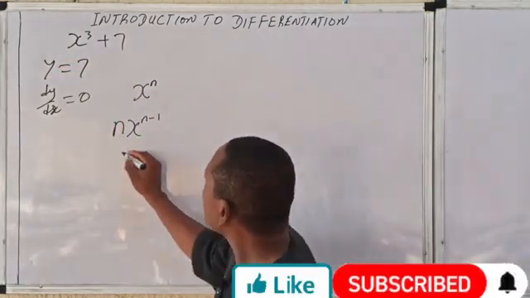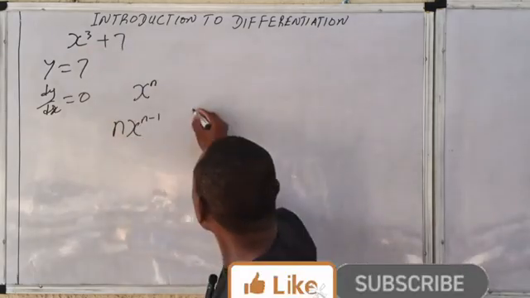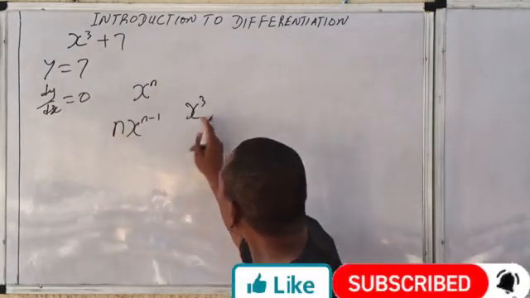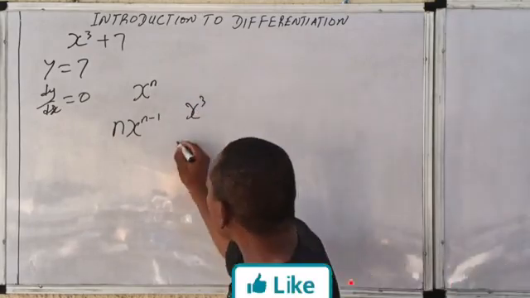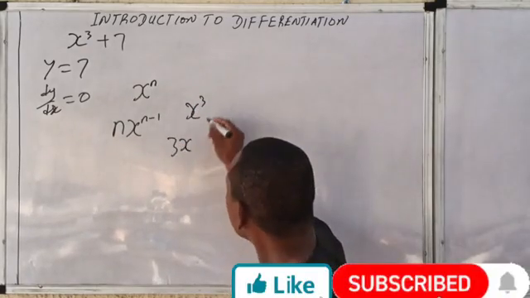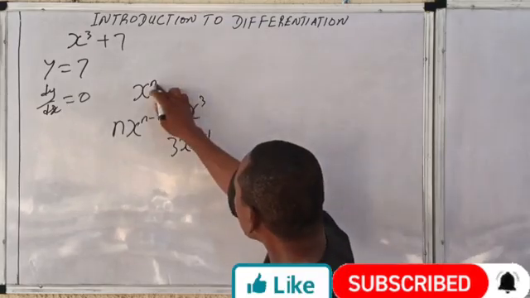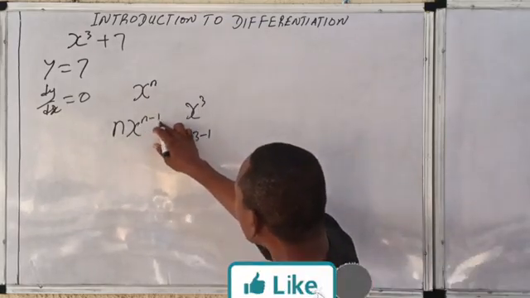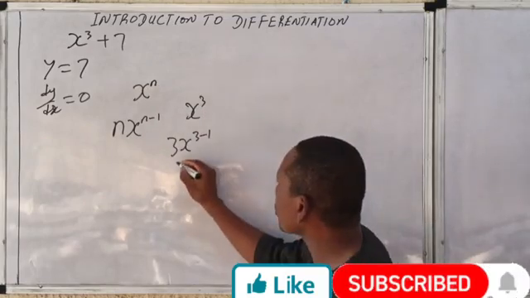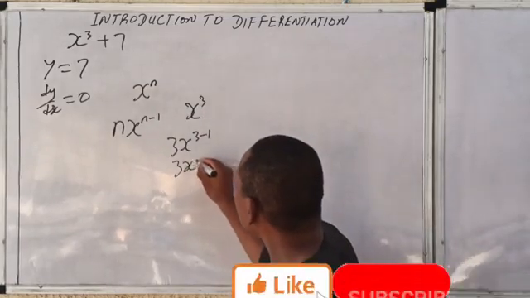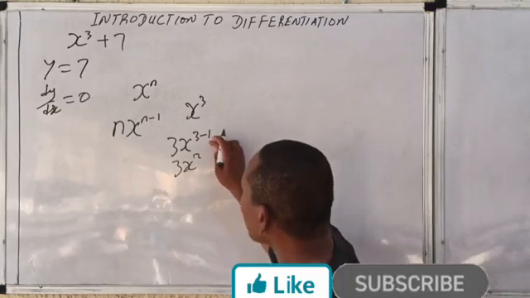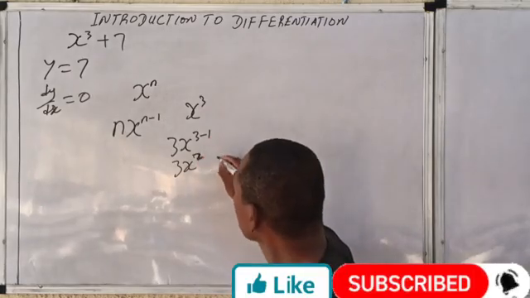So let's apply that to this. We now have x raised to power 3. So I'll have to take this 3 to the back of x. We now have 3x. Now 3 minus 1, because the formula is stated as n minus 1. So which is 3 minus 1. What is our answer? 3x squared, because 3 minus 1 is 2. So this is our answer.